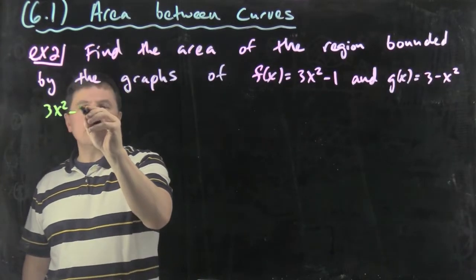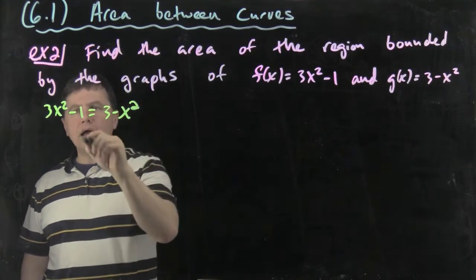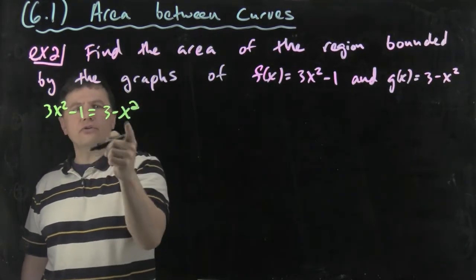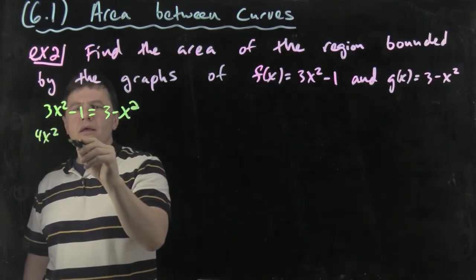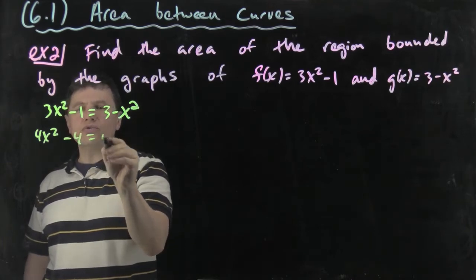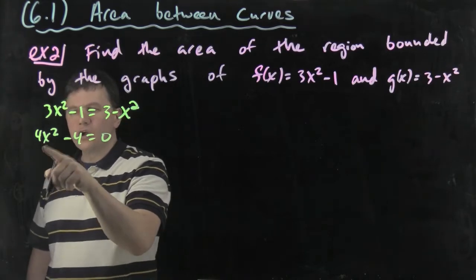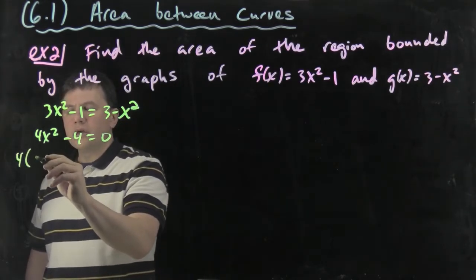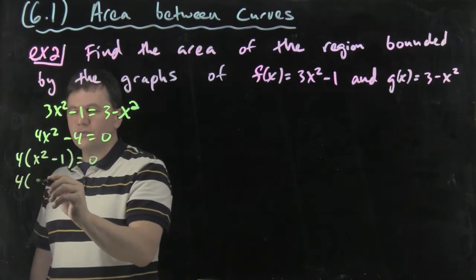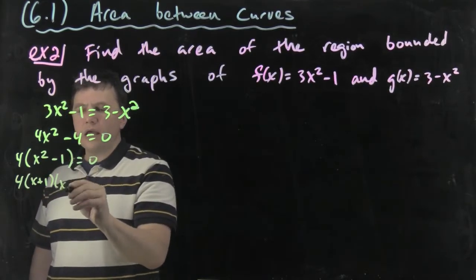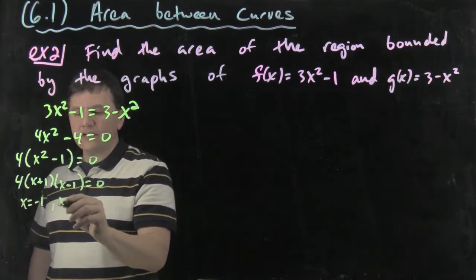So I'm going to set them equal. Okay. Let's move everything over here. So this will be 4x squared minus 4 equals 0. They're kind to us here because we don't have a trinomial. This will be easy to factor. So notice I can factor out a 4. That gives me x squared minus 1 equals 0. And then this factors the difference of 2 squares. So that's x plus 1, x minus 1 equals 0. So I get x equals -1, and I get x equals 1.